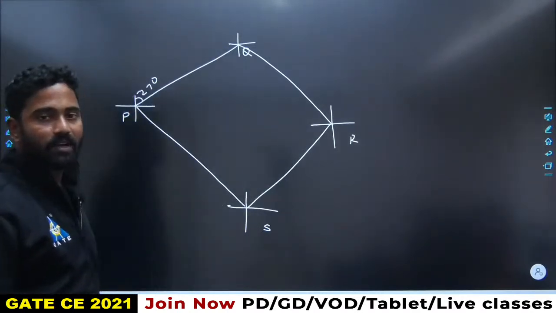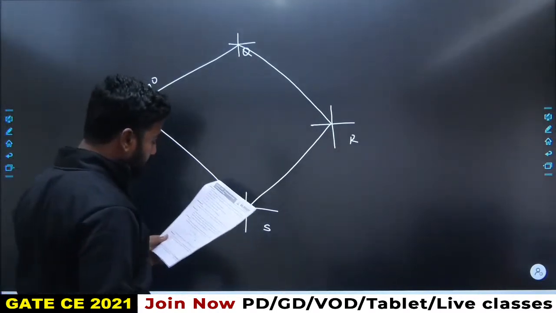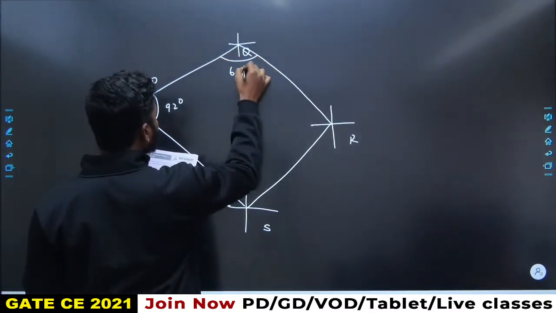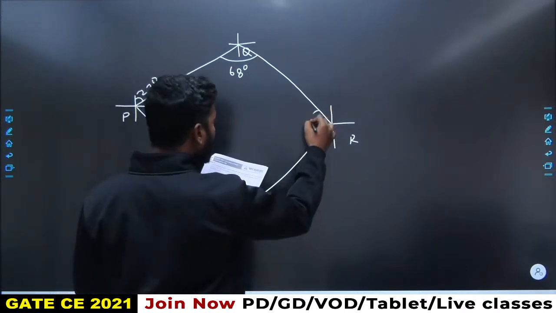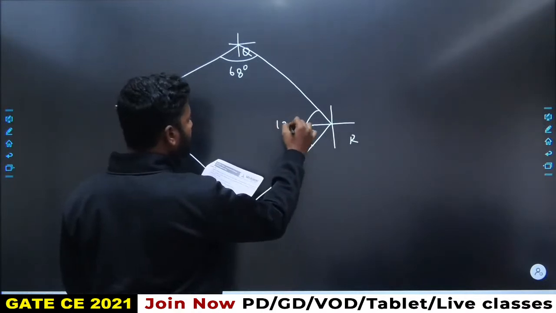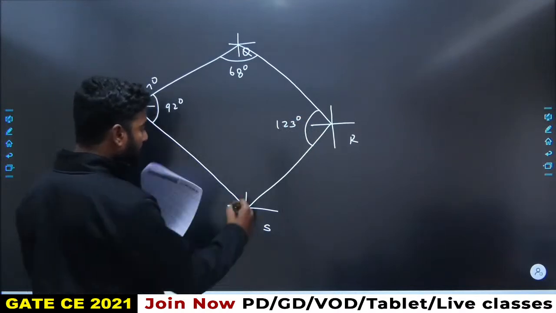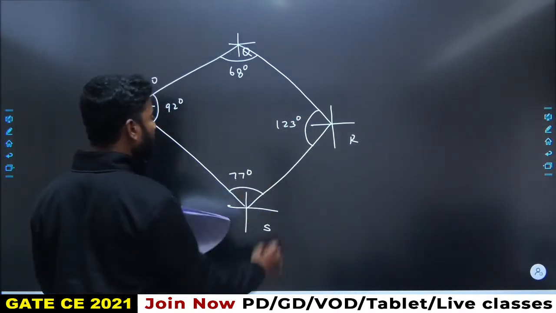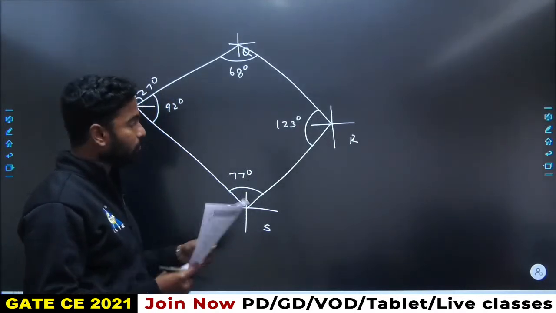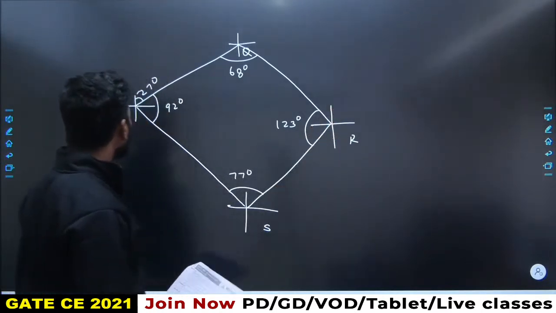So this is 27 degrees, and he has given the included angles. The angle at P is 92 degrees, the angle at Q is 68 degrees, the angle at R is 123 degrees, and the angle at S is equal to 77 degrees. What he is asking is the forebearing of line RS. How are you going to find it out?